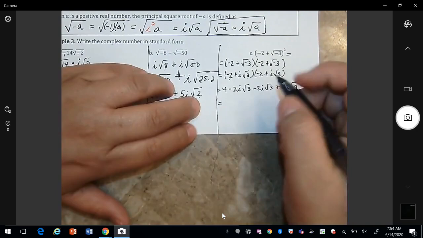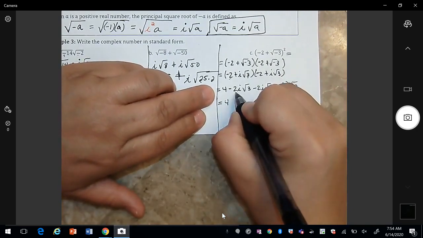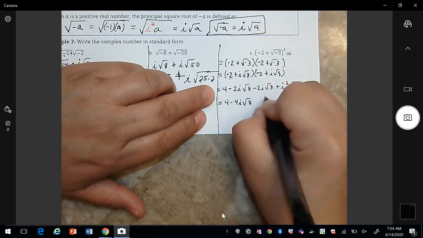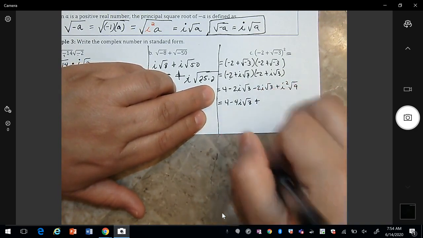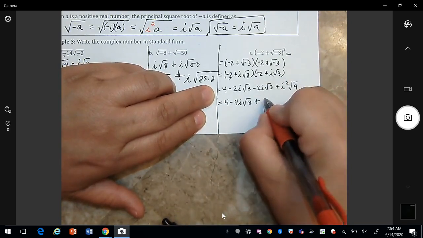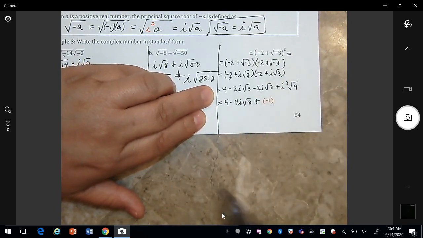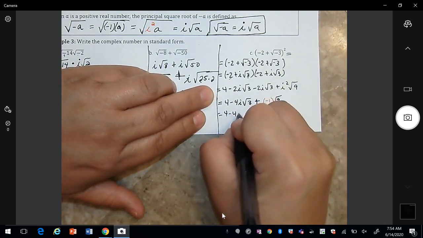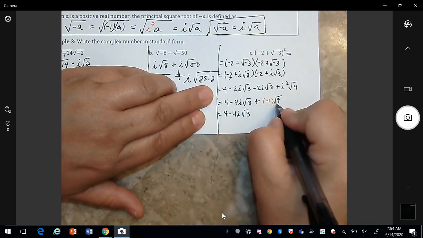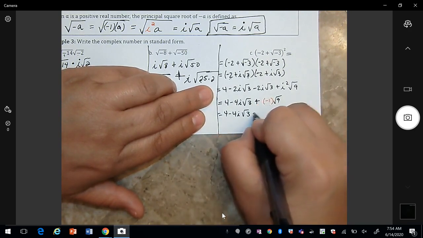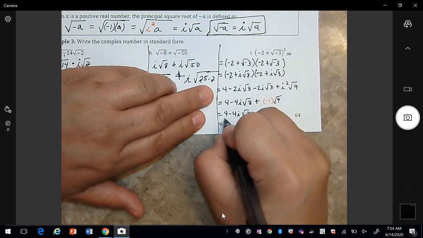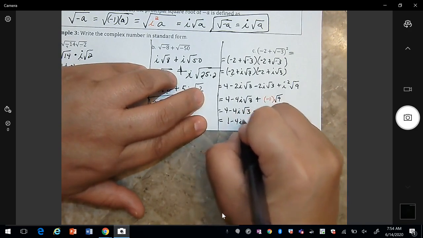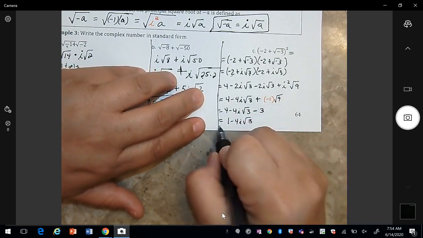Gather our like terms, so we're going to have 4. Negative 2i minus 2i is negative 4i square root of 3 plus, for i squared, I'm going to replace it with negative 1 times square root of 9. Square root of 9 is 3 times negative is negative 3. 4 minus 3 is 1. And so this would be our answer.